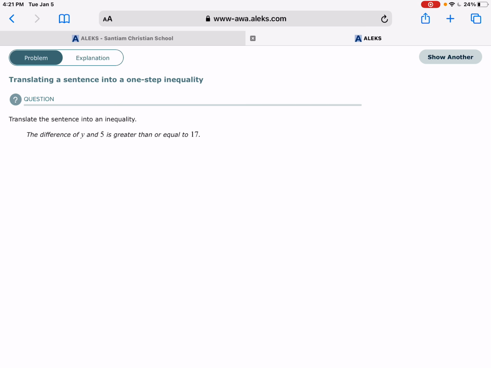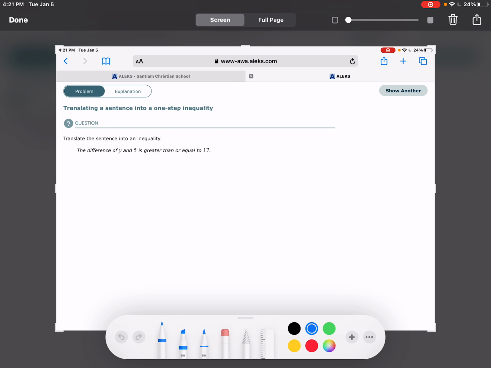And one last one. The difference. So difference usually means subtract. If I'm talking about the difference between you and I, maybe I have 4 horses and you have 5 horses, the difference between that is 1, right? 5 minus 4 is 1.